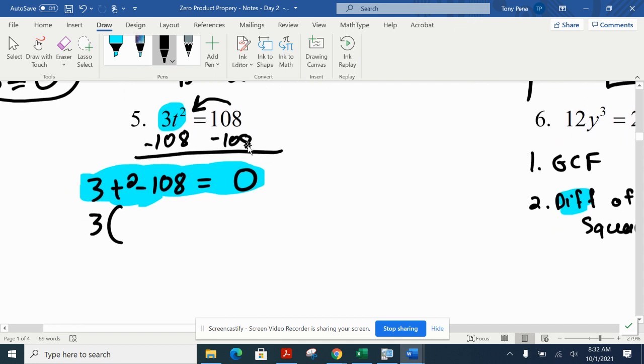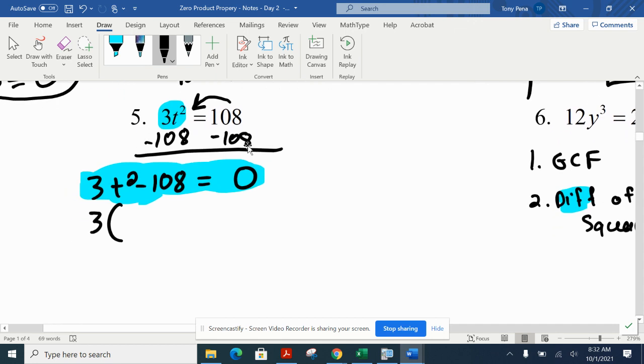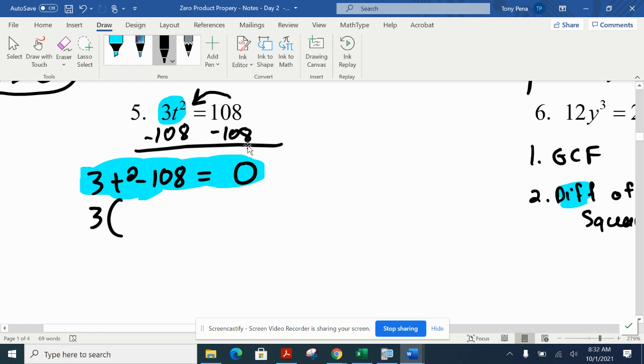Should get, again, 2 answers and only 2. No way we get 3 out of this. All right, GCF, I guess I kind of gave that away already in answering Caden's question. 3 does go into a 108, all right, 36 times.